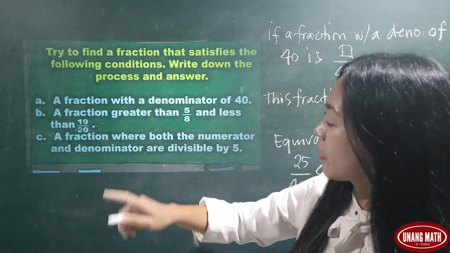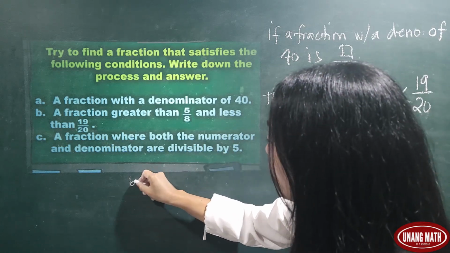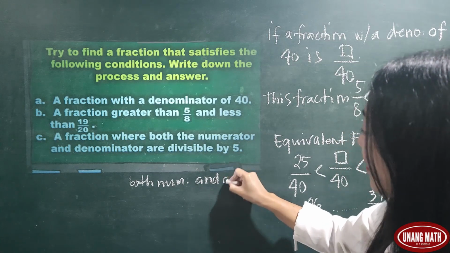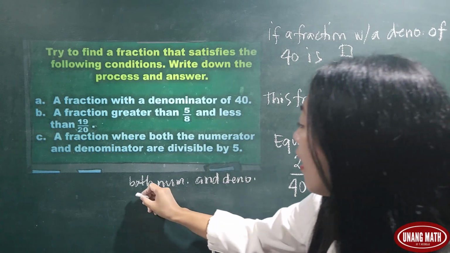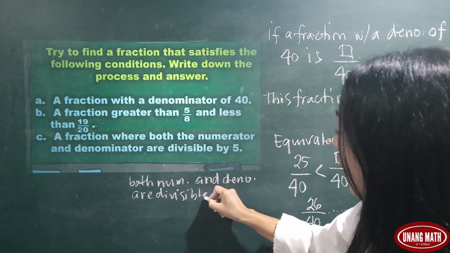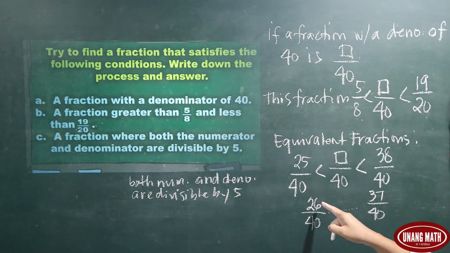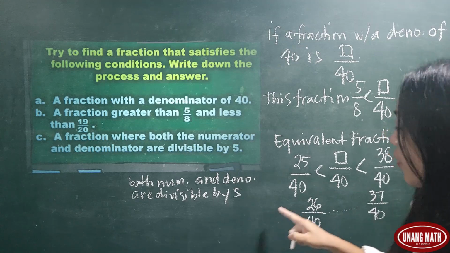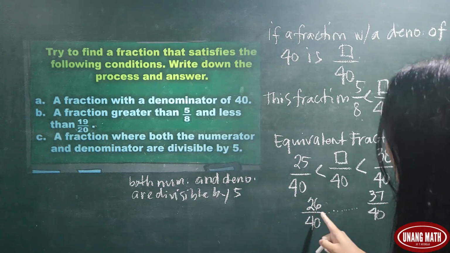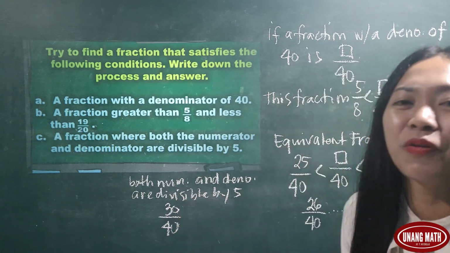Okay, according sa third na condition, a fraction where both the numerator and denominator are divisible by 5. Okay, tingnan natin. Ang susunod, 26 is not divisible by 5. 27, 28, hindi rin, 29, 30. Okay, 30 is divisible by 5. So, pwede ang 30 over 40.